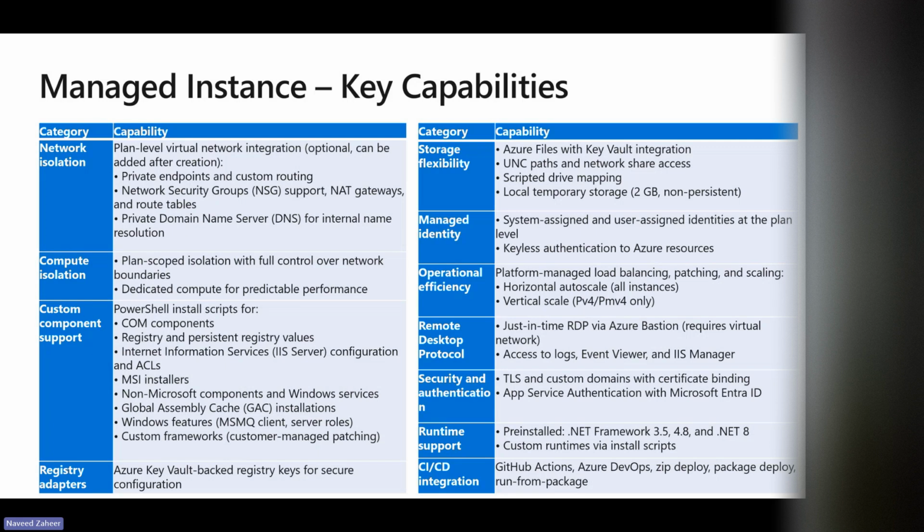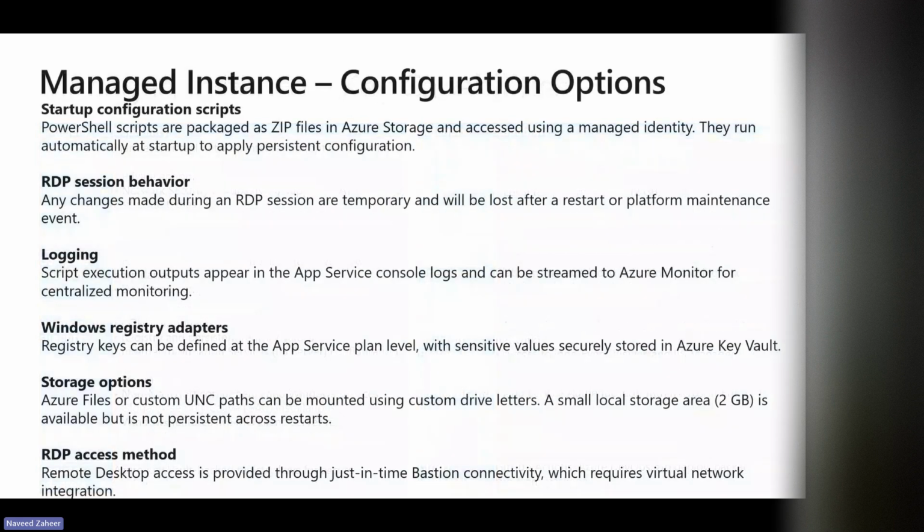At the same time, at this moment, only Windows VMs are supported. CI/CD is fully supported, so you can deploy through GitHub or Azure DevOps. Both system assigned identity and user assigned identity at the plane level are supported. Moving forward, we already talked about the RDP access method.